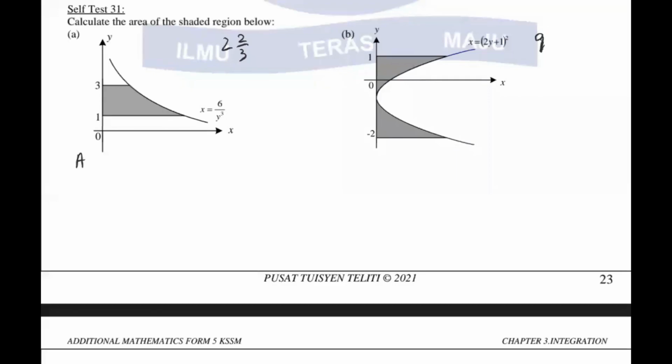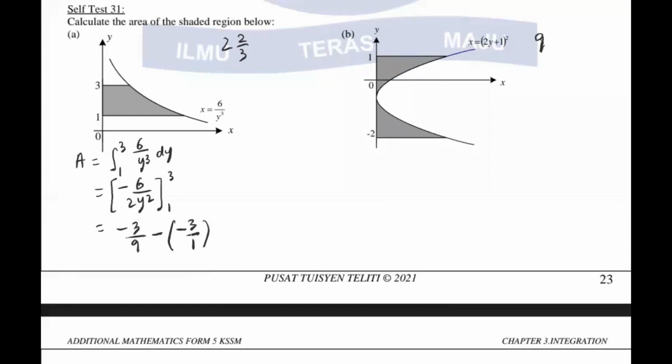The first part, we just integrate from 1 to 3, 6 over y power 3 dy. Put a negative in front, copy 6, copy y, reduce the power by 1, 2, put the 2 in front, 1, 2, 3. Yeah. I hope you're okay with this method of integration. And we can cancel 6 and 2, left with 3. Put 3 inside, 3 squared is 9. Then you minus, put 1 inside, you get 1. So it's basically 3 minus 1 over 3 plus 3, 2 over 3.